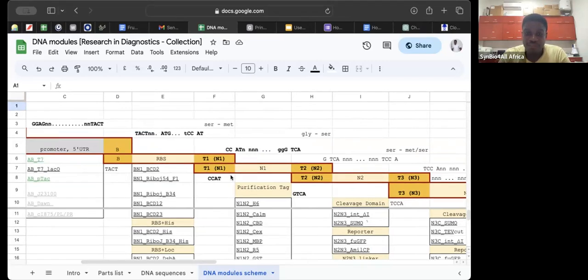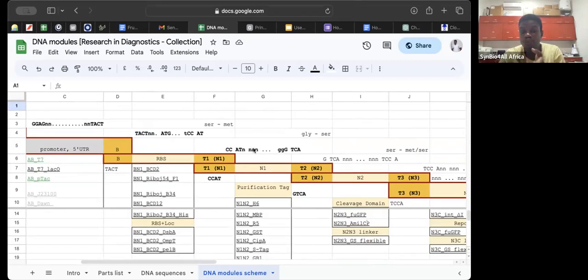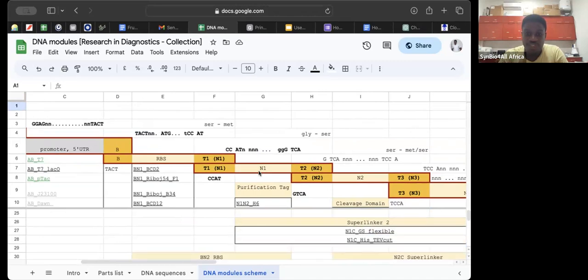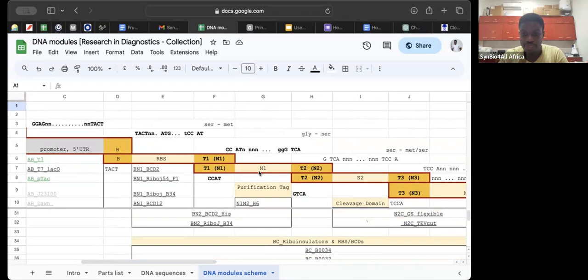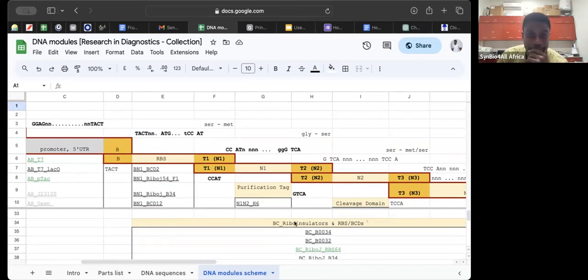And then likewise, however, let's say you don't want to use a purification tag. You just want to do a promoter, RBS, coding sequence, and then terminator. Let's say that's what you want to do. So what we did was that we created a super linker. Let me show you right here. So this super linker here.